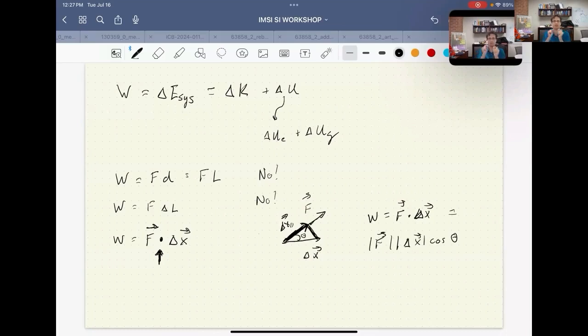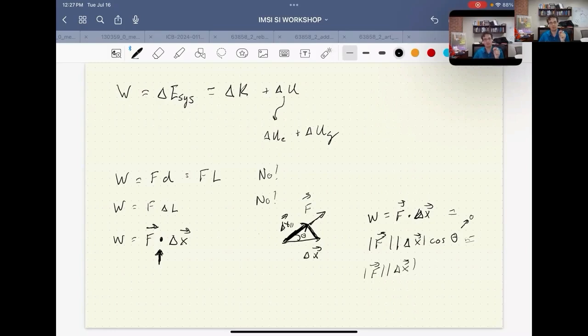And most of the time, these things are going to be parallel with each other. So most of the time, theta is going to be equal to 0, and then cosine of 0 is 1. And so this is going to equal the magnitude of F times the magnitude of X, and that's where you get FD, force times the displacement, okay? Or actually the distance in the magnitude.